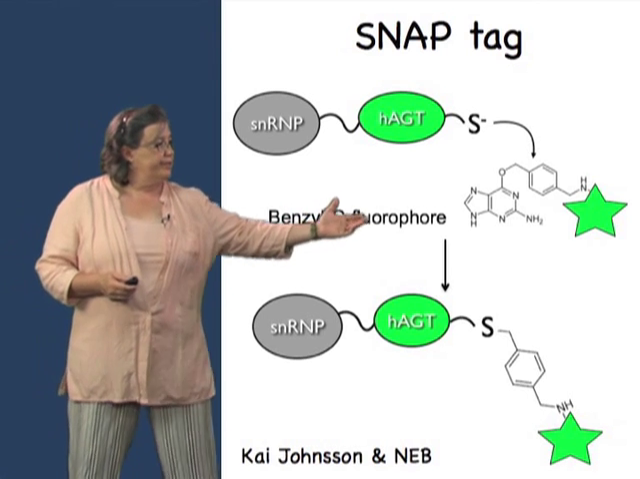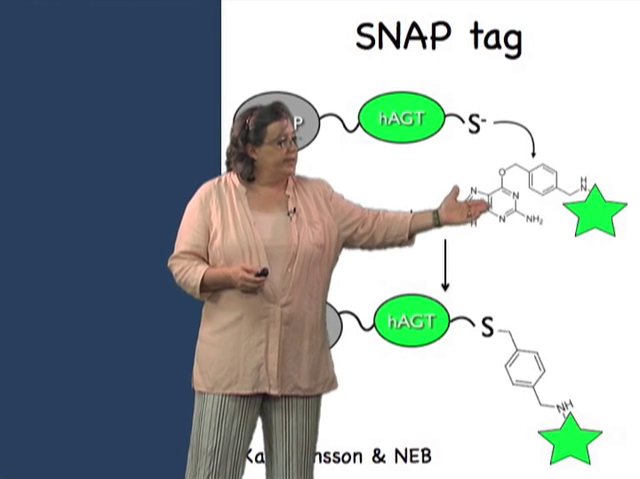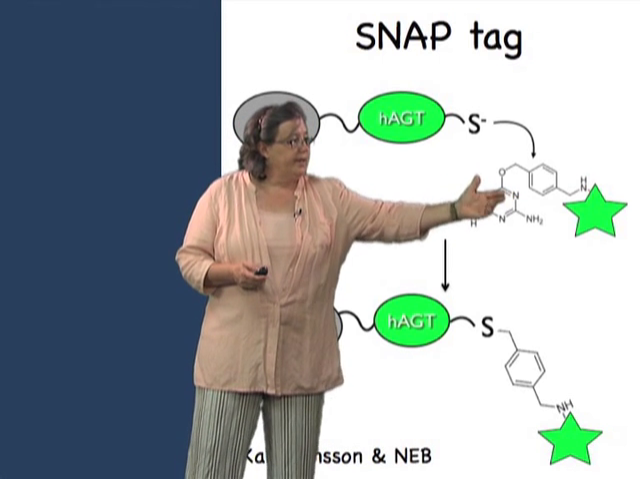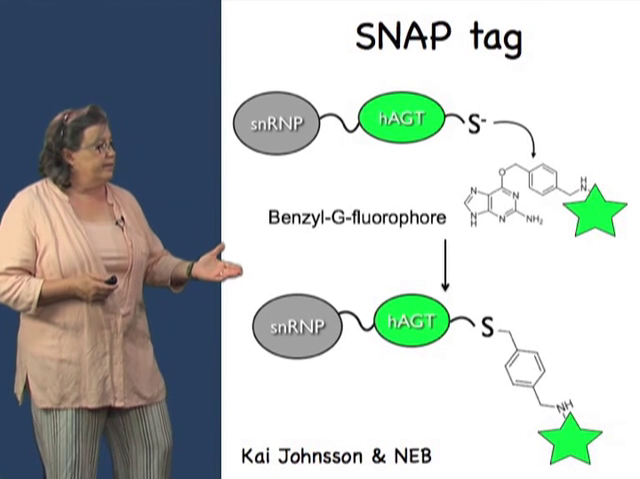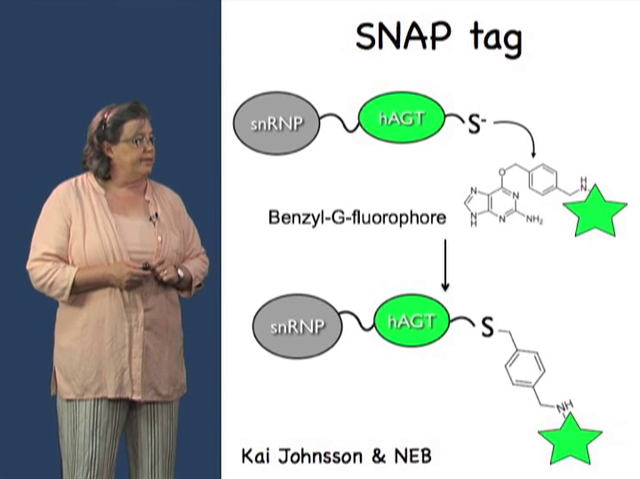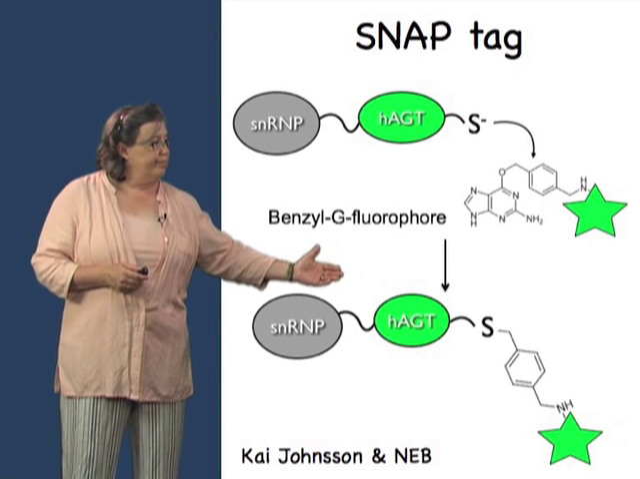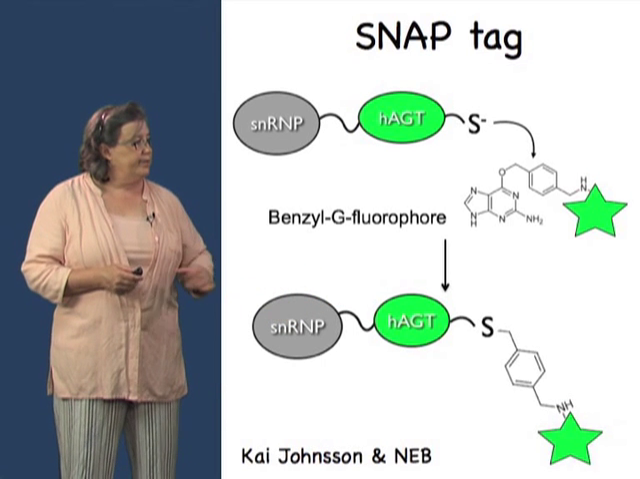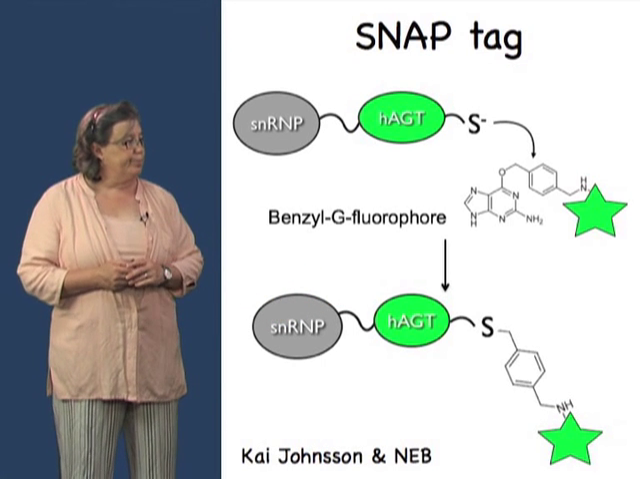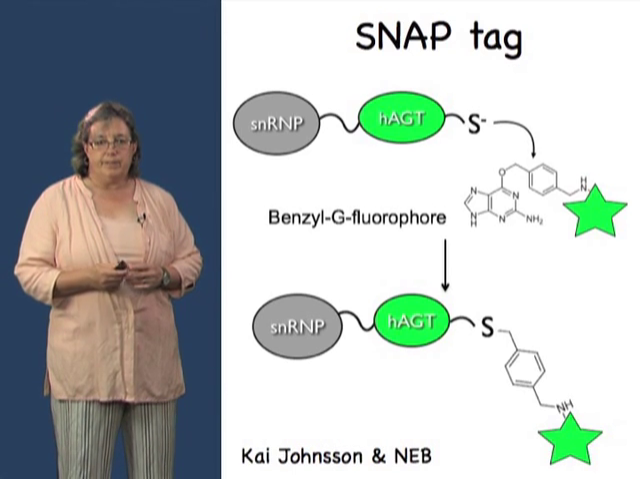So in this case, if you have guanine, benzyl guanine, so here's guanine and then there's a benzyl group on it, and if you attach to that a fluorescent dye, then the SNAP tag protein will transfer that dye to itself. And if you've made a fusion protein between the SNAP tag and your protein of interest, in this case an snRNP protein, then you can specifically label your snRNP protein.